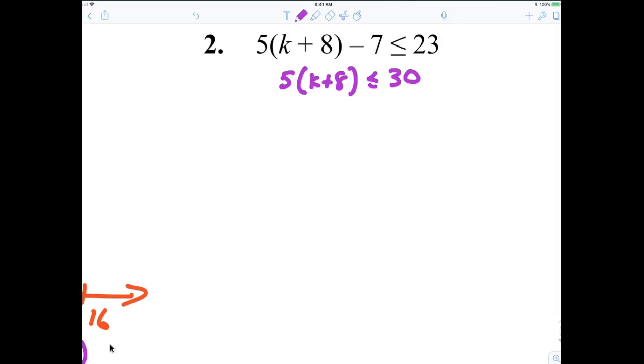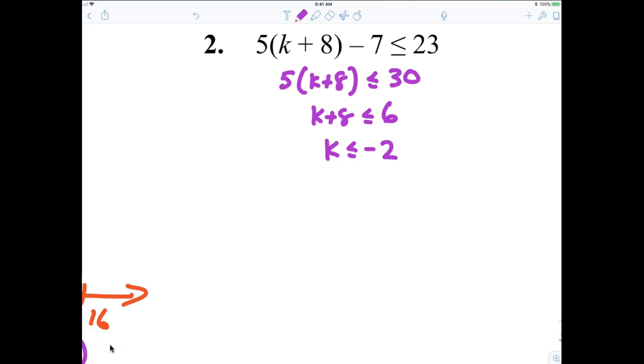Why can I divide by 5? Because 30 is divisible by 5. So k plus 8 is less than or equal to 6. So k is less than or equal to negative 2. Now, if you distributed the 5 and then combined terms and then added and then divided, would you get the same answer? Yeah, 100% you would get the same answer. But this is just efficiency. I want you to see.